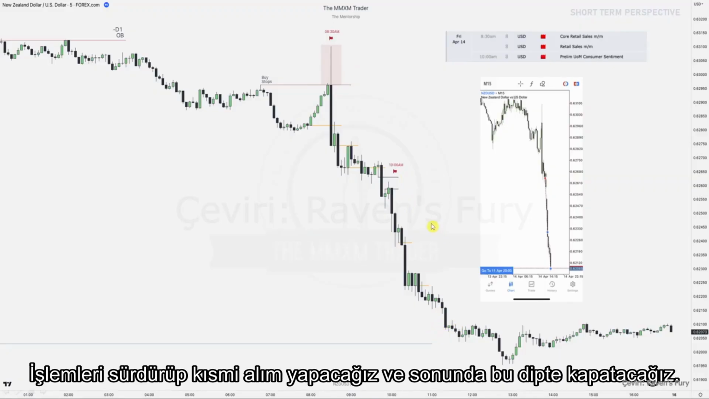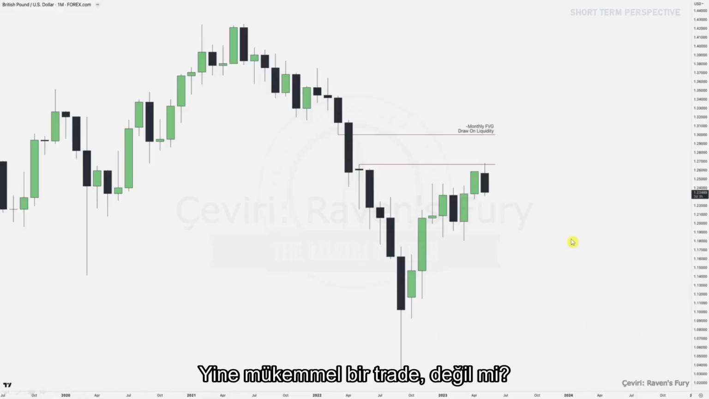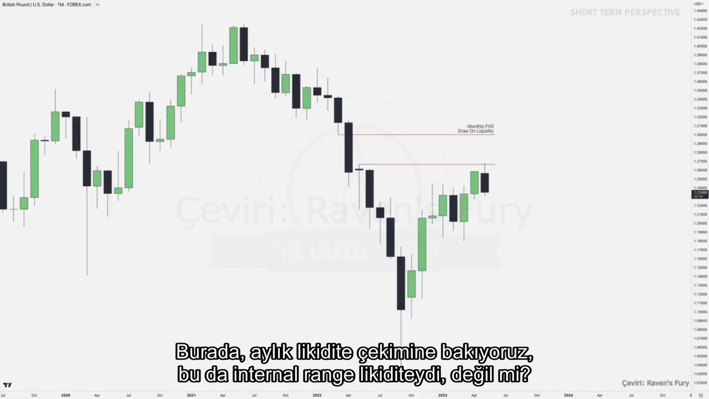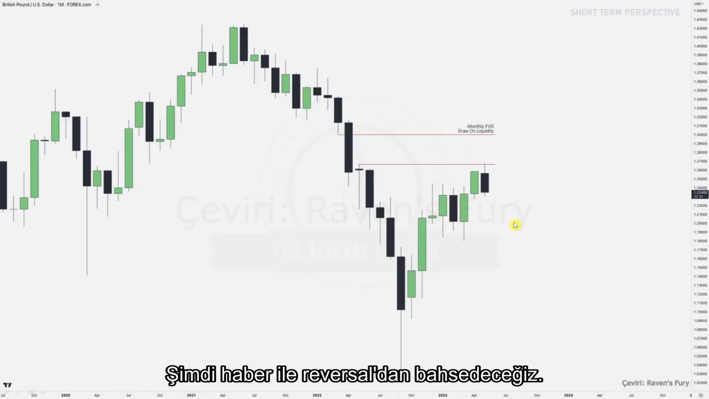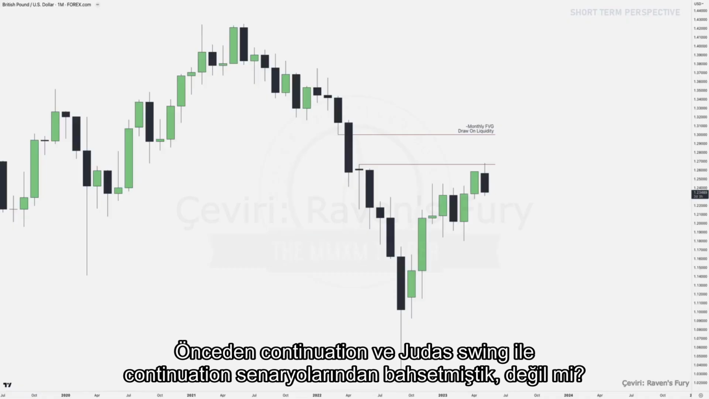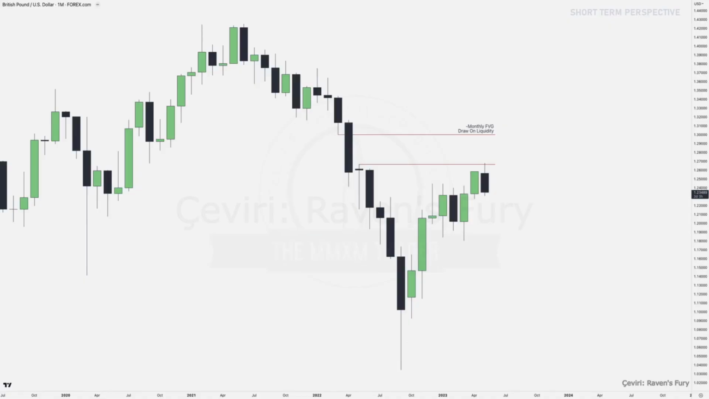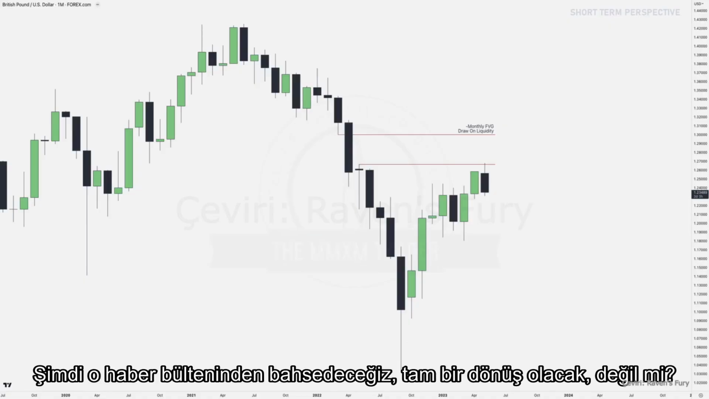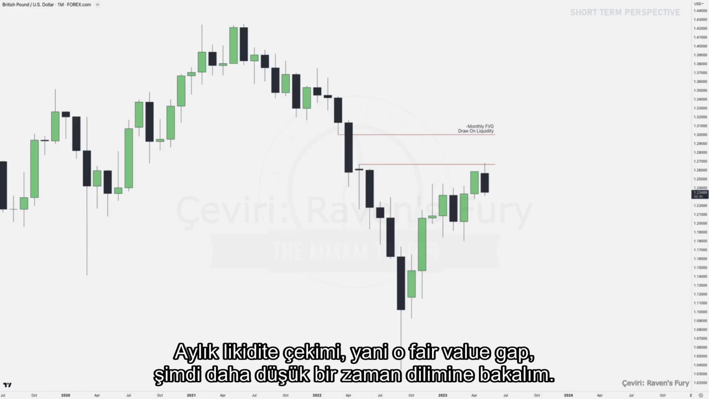Perfect trade once again. Right, we've got a British pound US dollar monthly chart, right? So we're looking for that monthly drawn liquidity, which was that internal range liquidity here, right? We're going to be talking about that news reversal right now. So now, earlier we talked about that continuation and that Judas swing into continuation, right? And now we're going to talk about that news release that will be a full-blown reversal, right? So monthly drawn liquidity, that fair value gap. Let's go into a lower time frame.